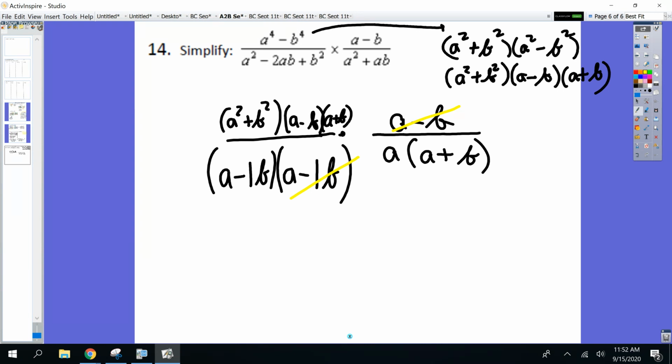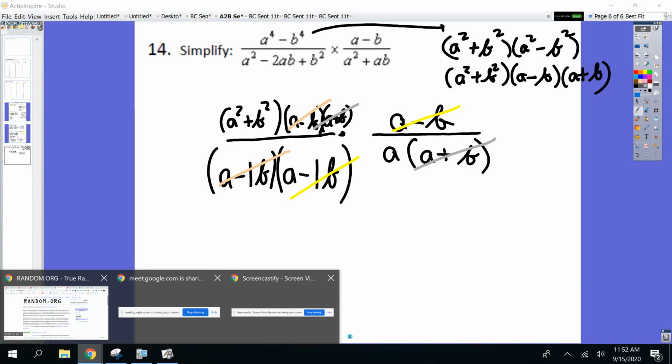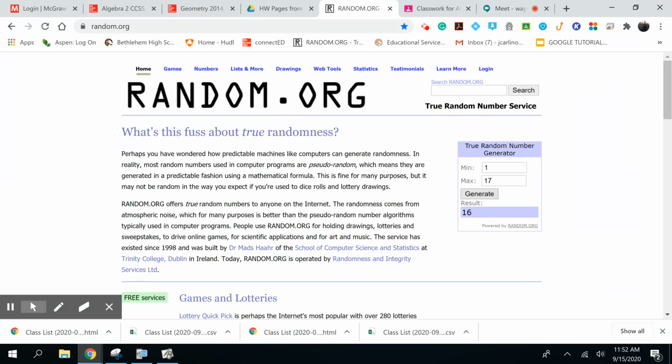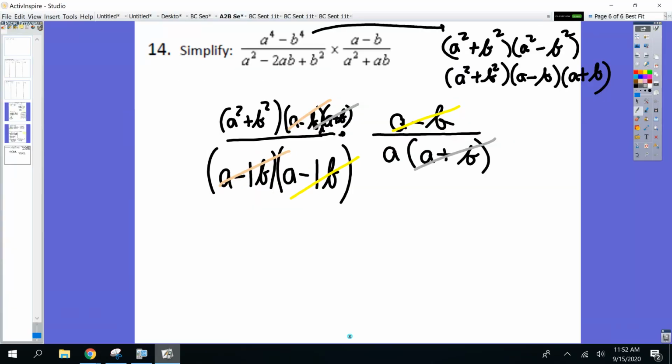Yep. So those are going to be gone. Anything else? Anything else the same on top and bottom? That's what I'm looking for. What's on top here? Good. And I don't think there's anything else. What's left? Let's finish this bad boy. Catherine, let's go. What's left on top? Anything on the bottom left?